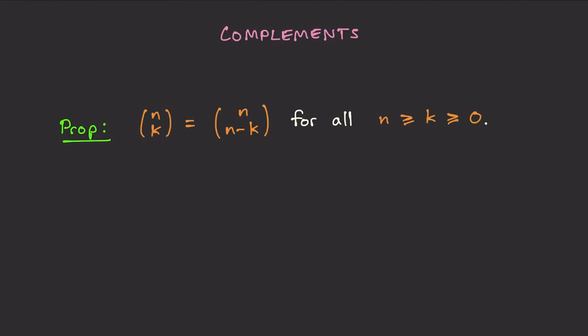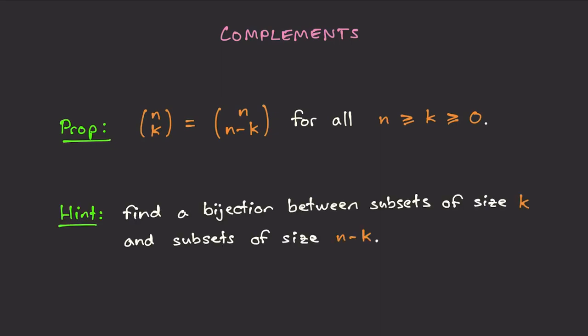To do this, you'll need to look at an n-element set and find a bijection between its collection of subsets of size k and its collection of subsets of size n minus k. It's worth mentioning at this point that there's another name for expressions that look like n choose k. They're called binomial coefficients for reasons that we'll see later.